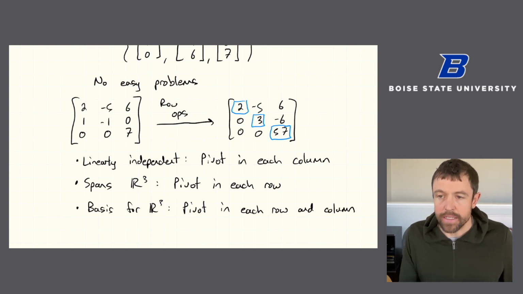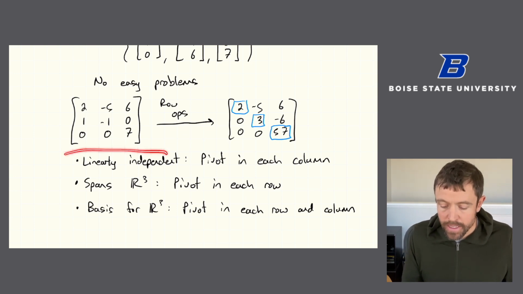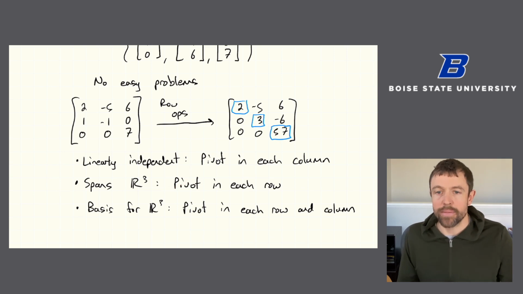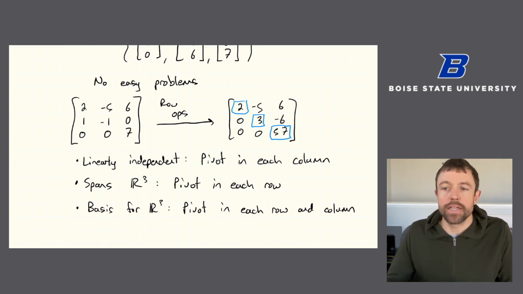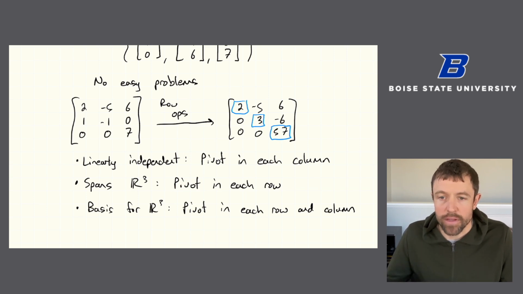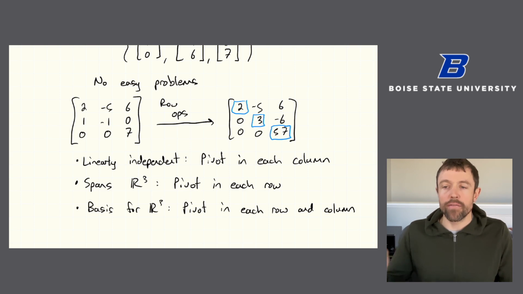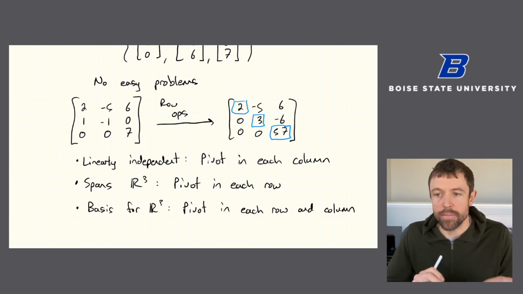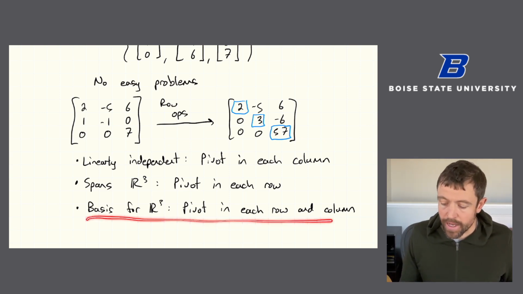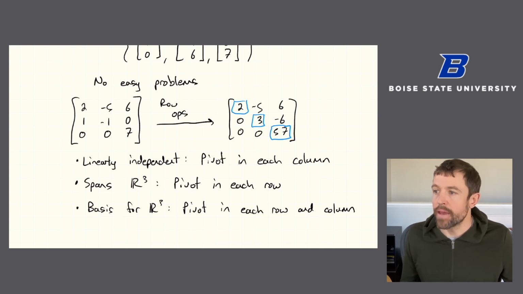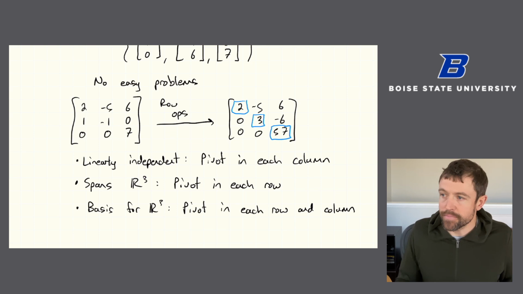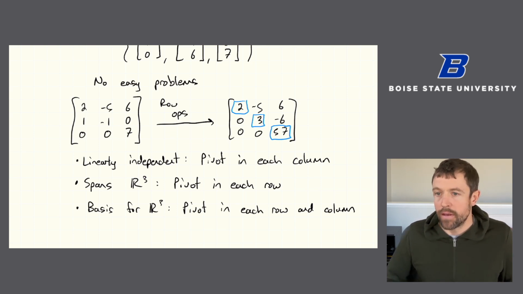Another way to look at this is that once you've determined that this thing is linearly independent and that it spans R3, that's the definition of being a basis. Right? So if we didn't want to separately evaluate that, we could do this. But if all we were worried about was, is this a basis, we could just jump right ahead to, is there a pivot in each row and each column? Okay.